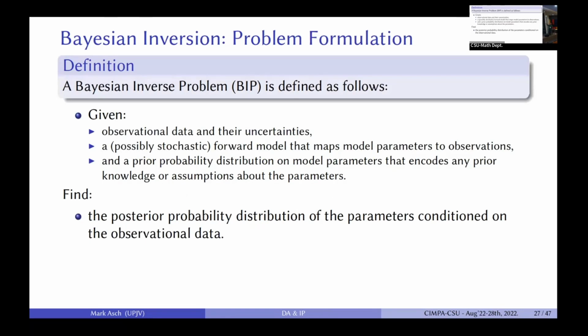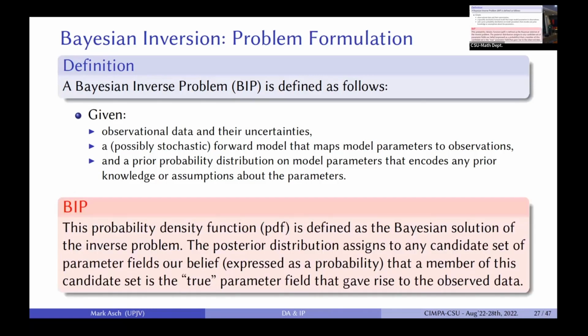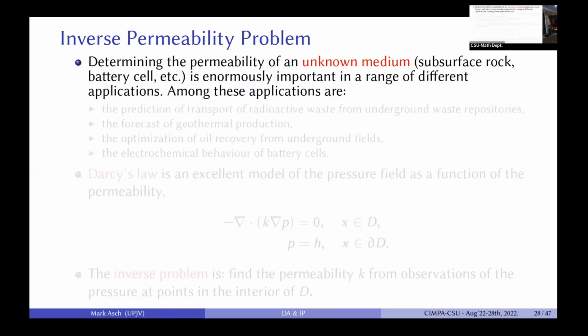So for the Bayesian inversion problem, I'm given the observation and some forward model, and I want to find the posterior probability distribution of the parameters conditioned on the observational data. That's my P of D given M. Okay, so I can solve this by using Bayes' theorem. We saw that before. I just want to show you the solution.